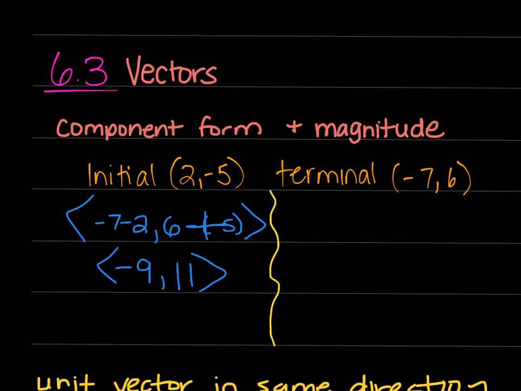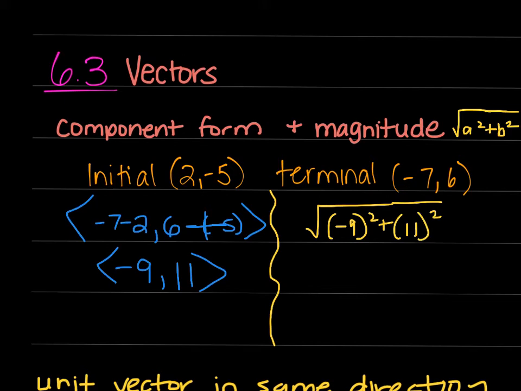Magnitude is found 2 different ways. The distance, so the square root of x2 minus x1 squared plus y2 minus y1 squared. Or the square root of a squared plus b squared if you already have the vector in component form. So we already do. I have -9 and 11, which means I can find the magnitude by doing -9 squared plus 11 squared. I get 81 plus 121, and I get 202. So you want to make sure that you can't simplify that. 2 would go in there 101 times, and then 101 doesn't break down at all. So this is as far as you go.